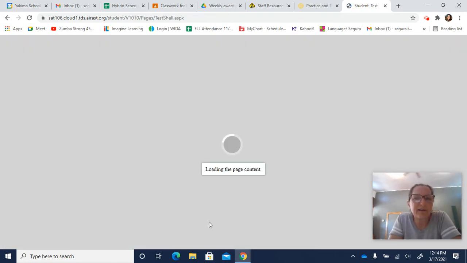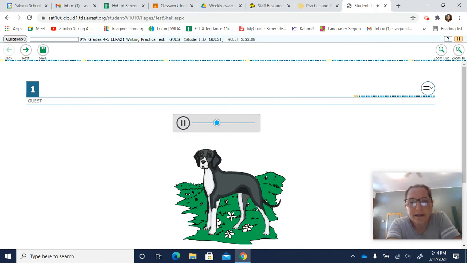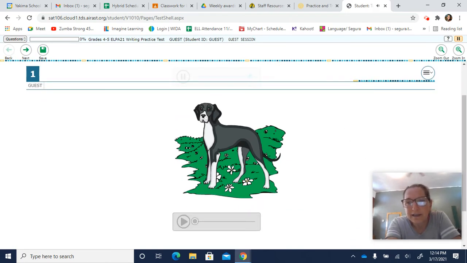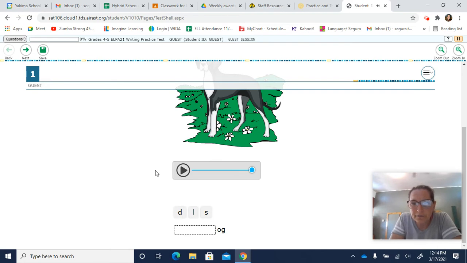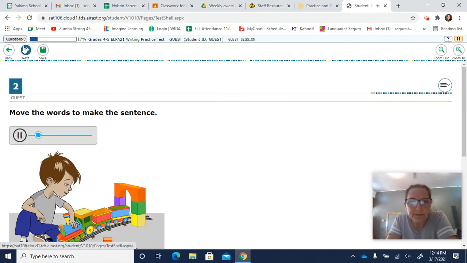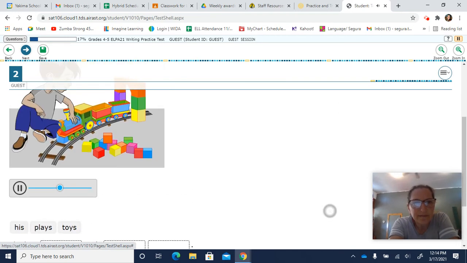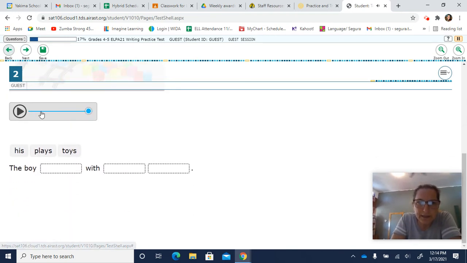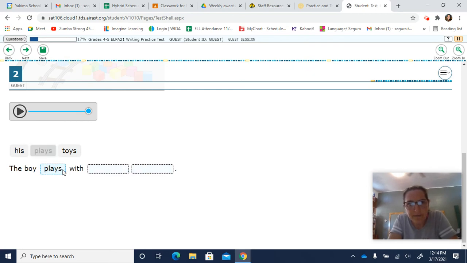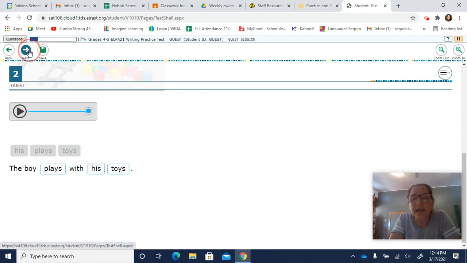It starts easy and it gets harder. You'll notice that. Move the letter to complete the word. You have to scroll up for this. So this is obviously for younger kids, but they want to make sure you know basic letters. Move the words to make the sentence. The boy plays with his toys. So I had to scroll down. Remember, you put two fingers on and drag. And that's pretty much the easiest. It's super easy, huh? It gets harder.